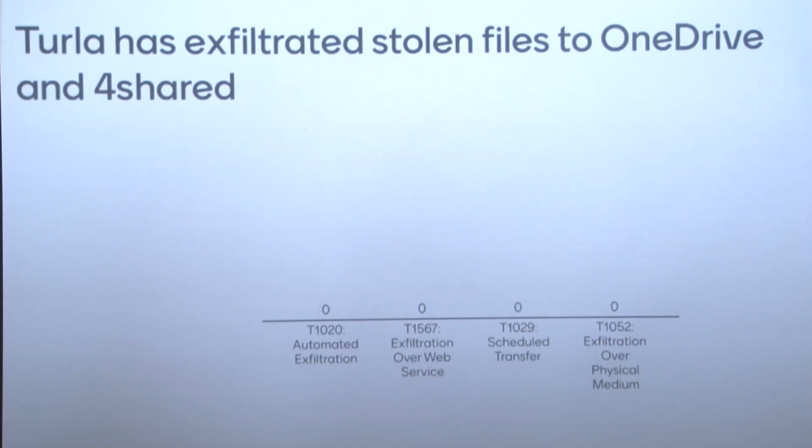Okay. The next question is: Turla, which is also an APT group, has exfiltrated stolen files to OneDrive and 4shared. Please choose the correct option given here. There are 4 options we have.